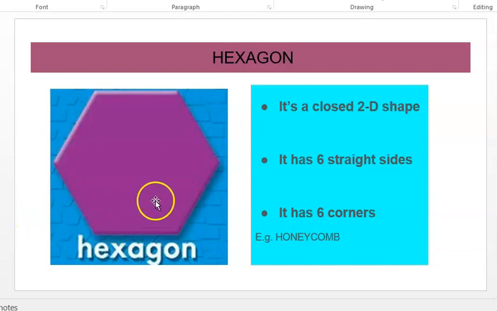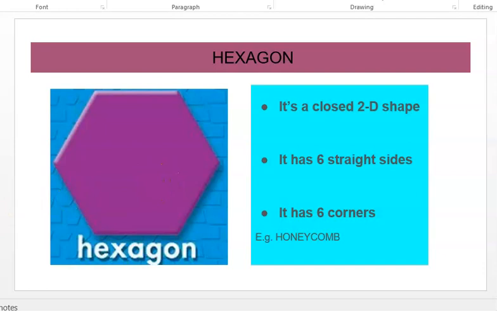Okay. So the next one is hexagon. Hexagon is very much like a pentagon. It has six straight sides, and it's also close to the shape like pentagon. And it could be a regular hexagon if all the sides are equal in length, or an irregular hexagon if all the sides are not equal. It has six corners or vertices and six angles. Okay, so what we have here is a regular hexagon because all the sides are equal. So an example of hexagon is a honeycomb.